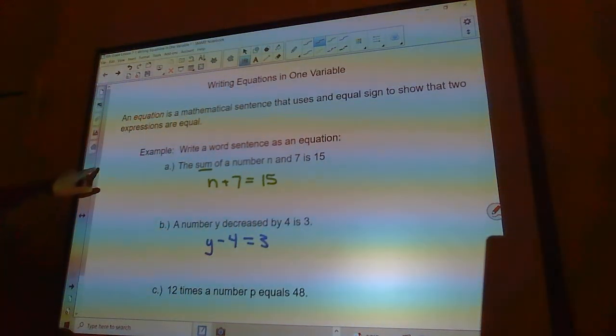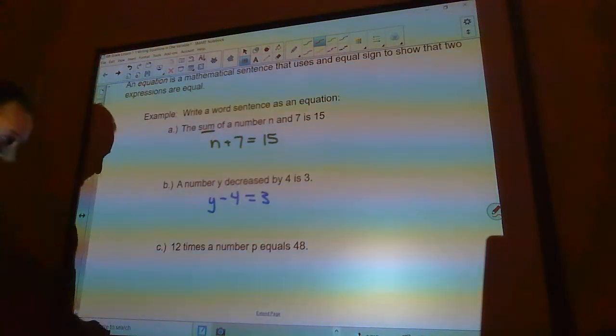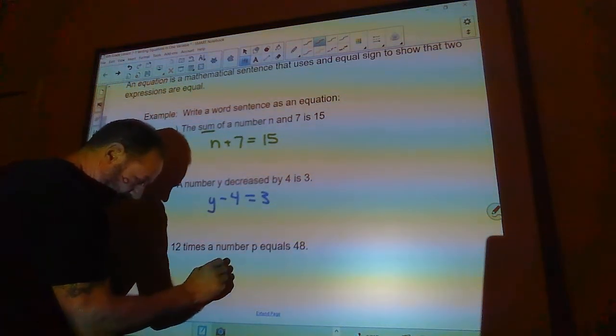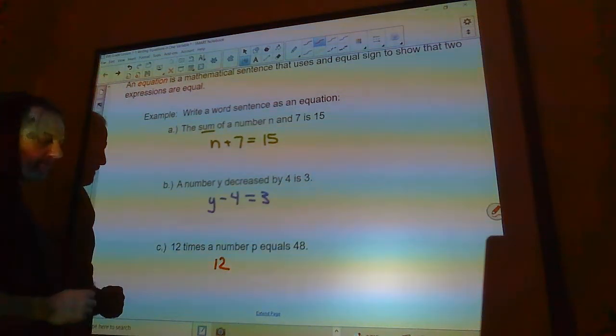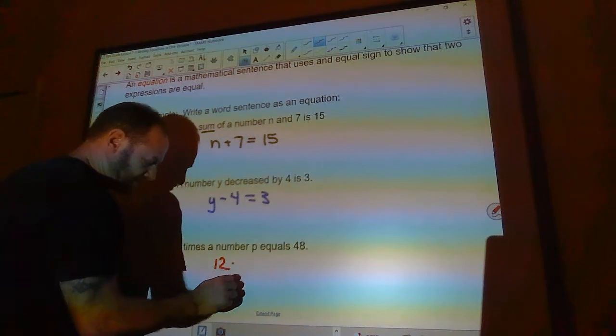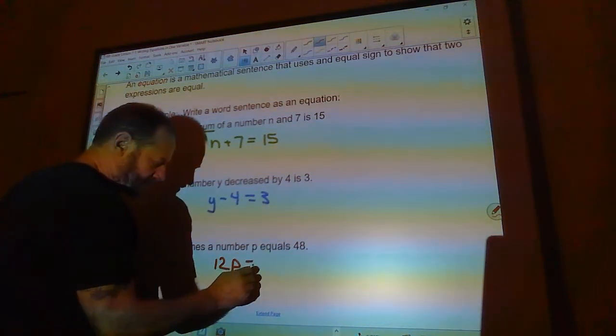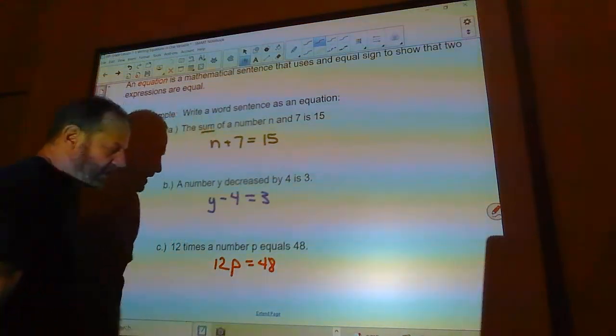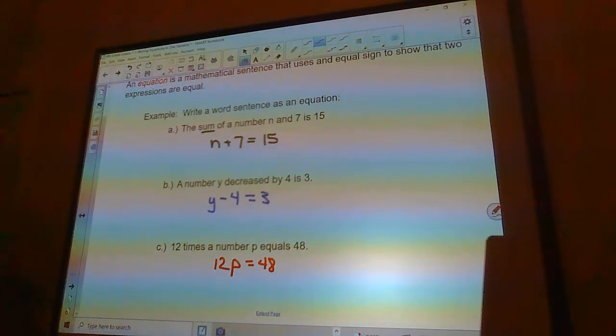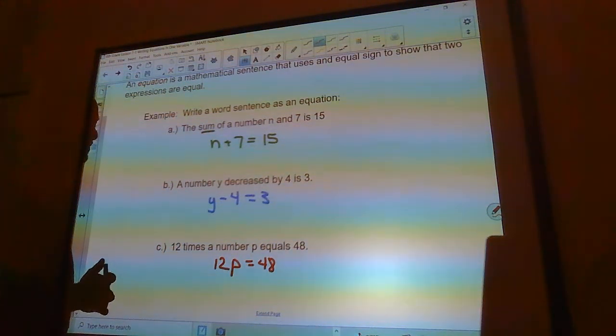12 times a number p equals 48. That was pretty easy. You don't need an x for times anymore. We're just going to go 12p. 12p means 12 times p equals 48. And now that we can write these sentences, now we're going to solve them.